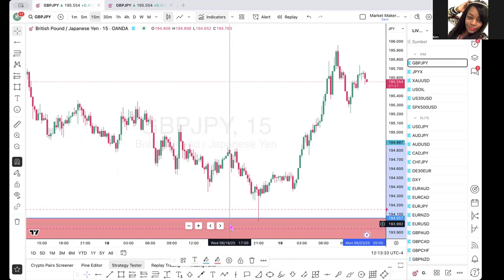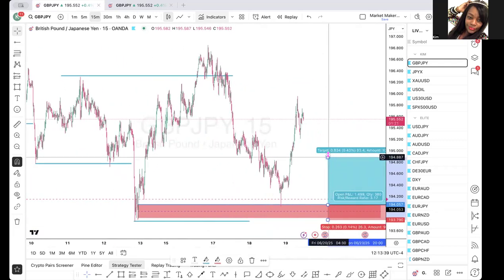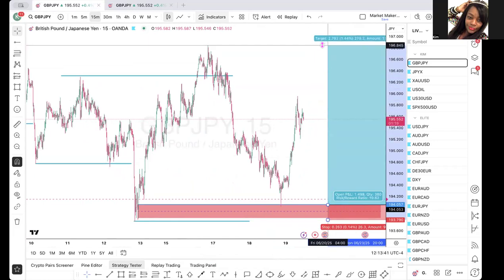All right. So as you can see, price pulled back to that zone, and I'm taking my TP to this high.